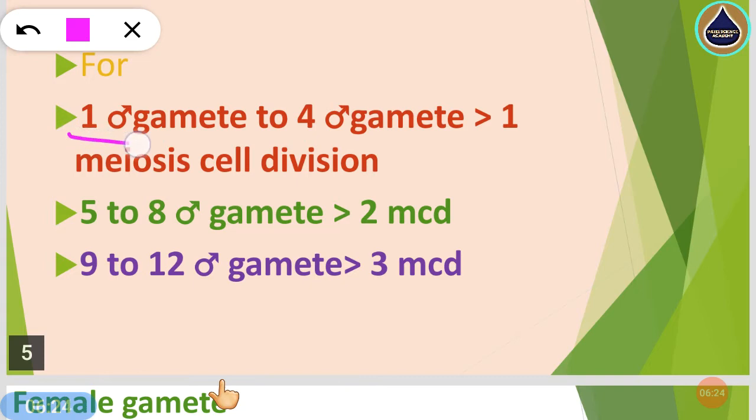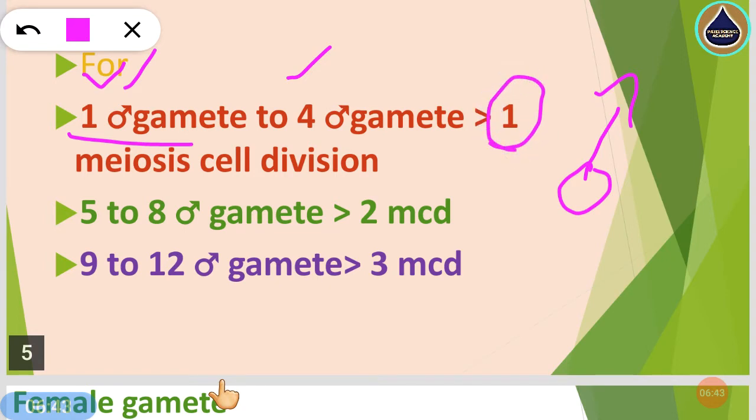So it is now clear that for one male gamete, this is the sign of maleness, it is indicated by this sign. Male is indicated by this sign in the science faculty. So for 1 to 4 male gametes, only one cell division is needed. It means one meiotic cell division gives 4 pollen grains, and each pollen grain converts into one male gamete. So by one meiosis cell division, one pollen mother cell converts into 4 male gametes.